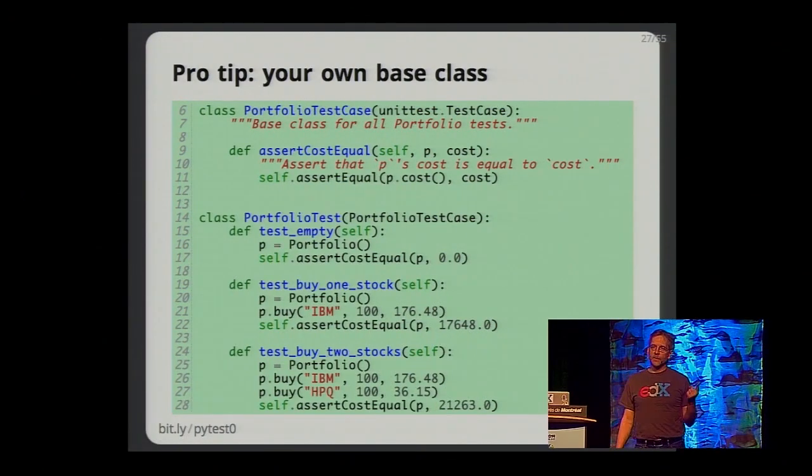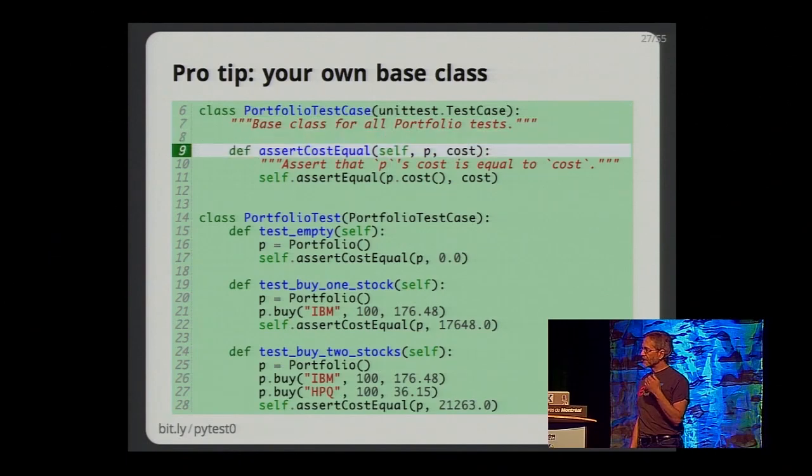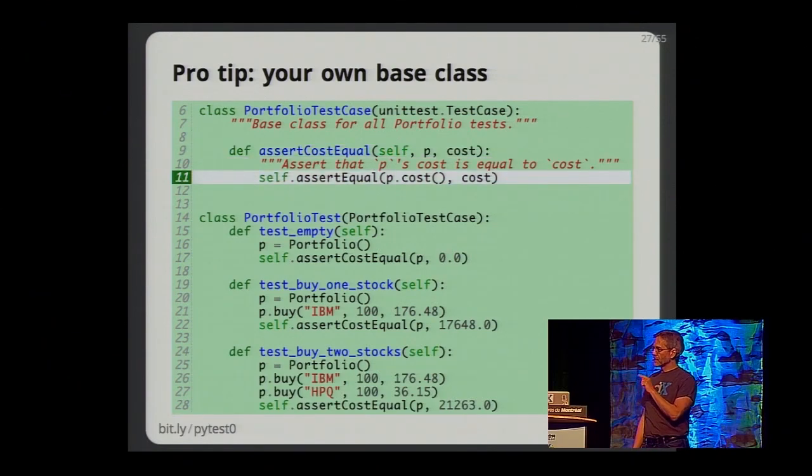One pro tip that large projects often get to, but people rarely do at the very beginning: make your own base class to derive all your test cases from. So here what I've done is I've created a class called PortfolioTestCase, derived from TestCase. It doesn't have any test methods in it itself. A test method, remember, starts with test_, but it has this helper, assertCostEqual. And here, instead of passing in two numbers to assertEqual, I can pass in a portfolio and a cost, and then this method will assert that p.cost is equal to the number that was passed in.